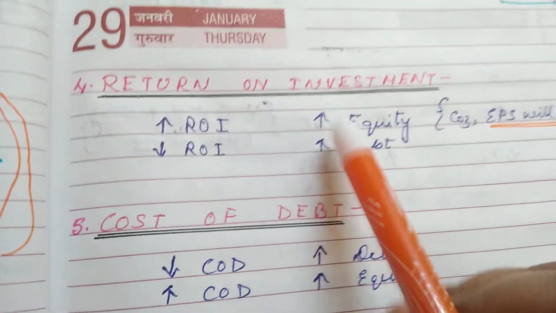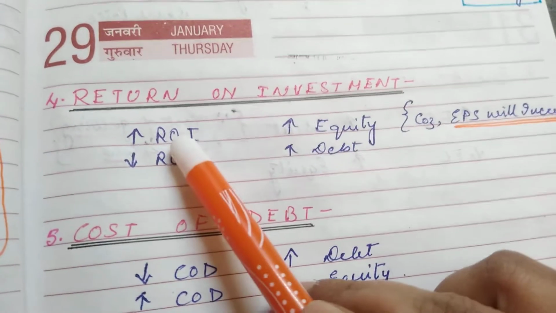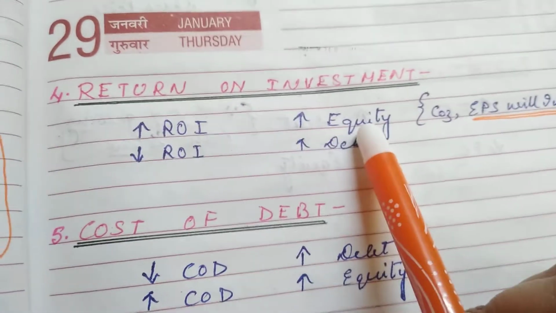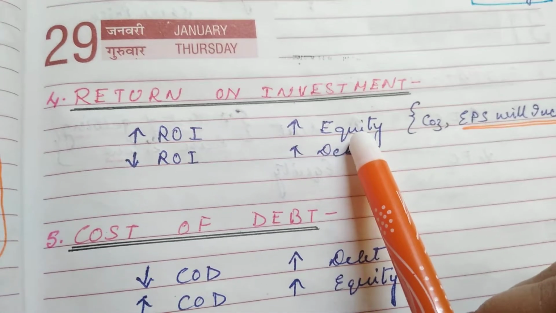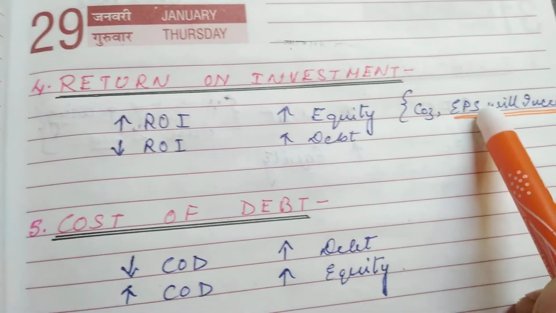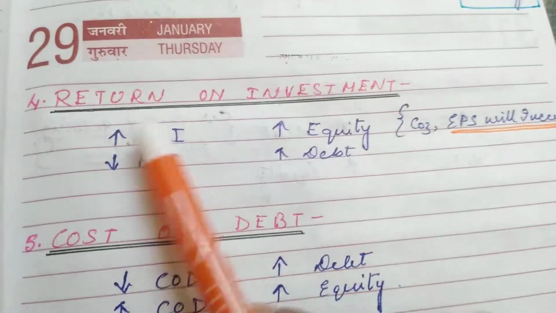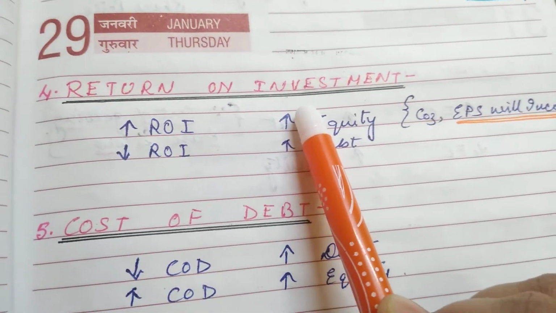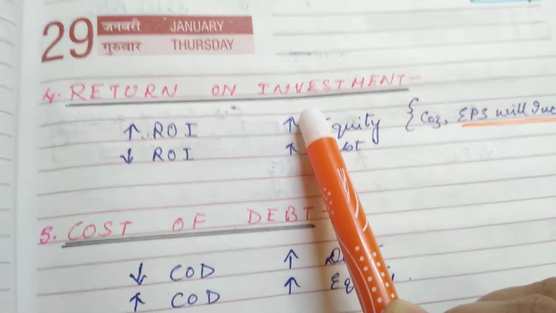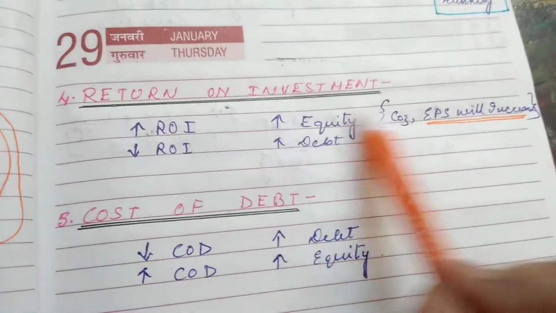So when we have made an investment and if we are expecting higher return on that particular investment, that means definitely we are looking into the equity. So if we have higher ROI, definitely we will get the money from equity, because if we have higher ROI, our earning per share will increase. Earning per share depends on return on investment. If the return on investment of the company is higher, then automatically its earning per share will also be more.